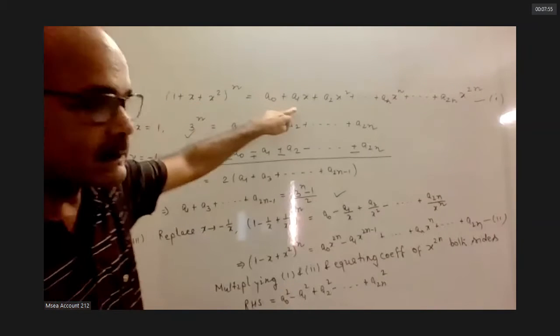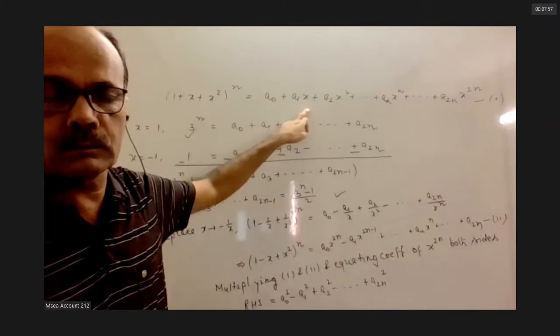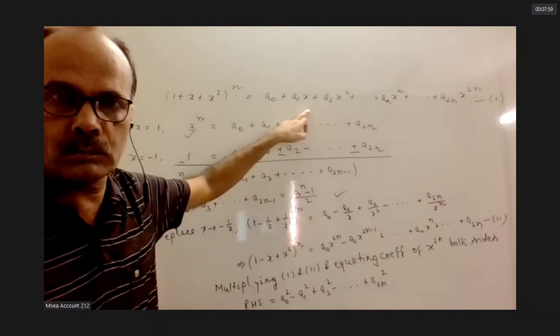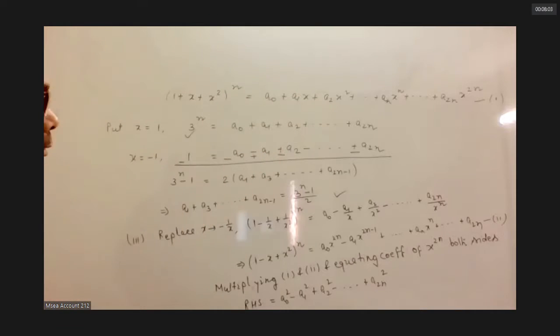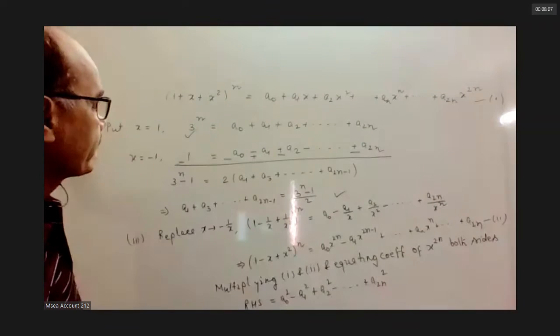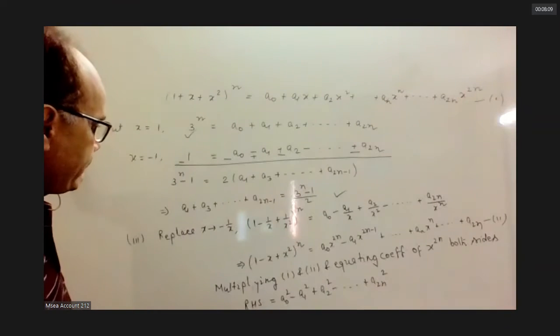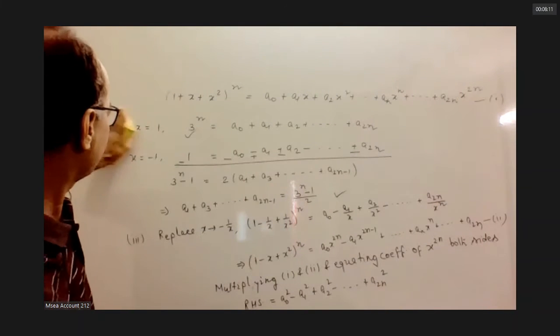See, this is an identity. It's true for all x. Whatever value we want to solve our purpose, we can assign. Both sides will be equal. So shall I rub it? Yes, sir.